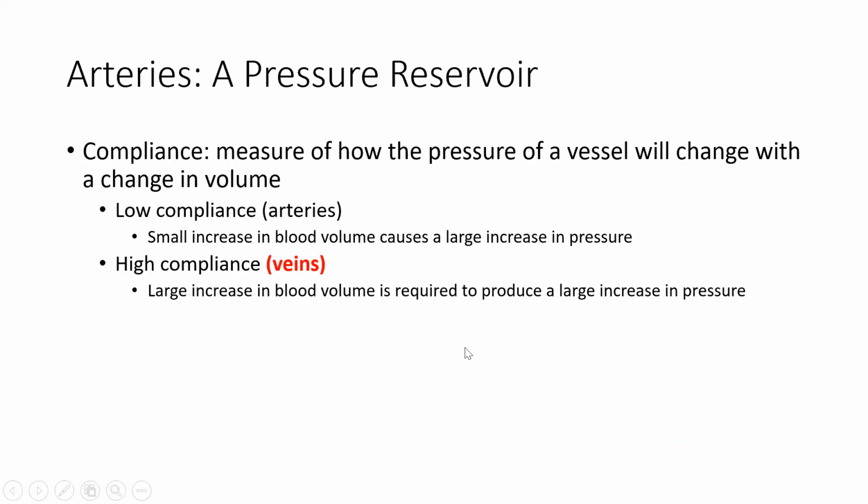Can you just quickly touch on compliance? Like what exactly is that again?